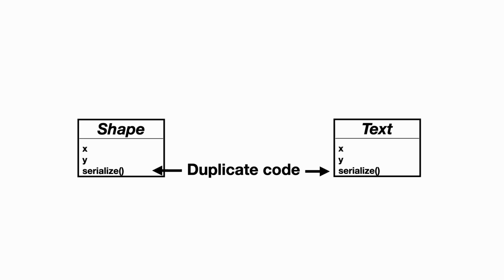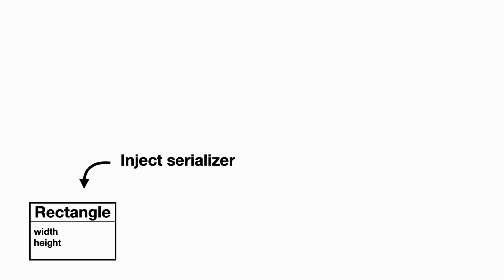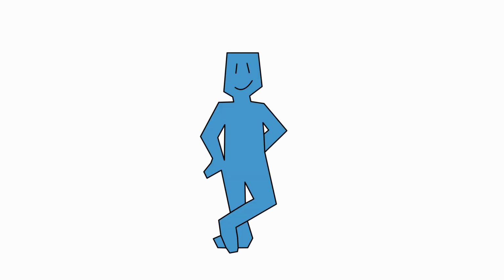I could allow the duplicate code. I can inject a serializer when I instantiate shapes. And I can probably think of more things to do. And one of them is to use mixins.